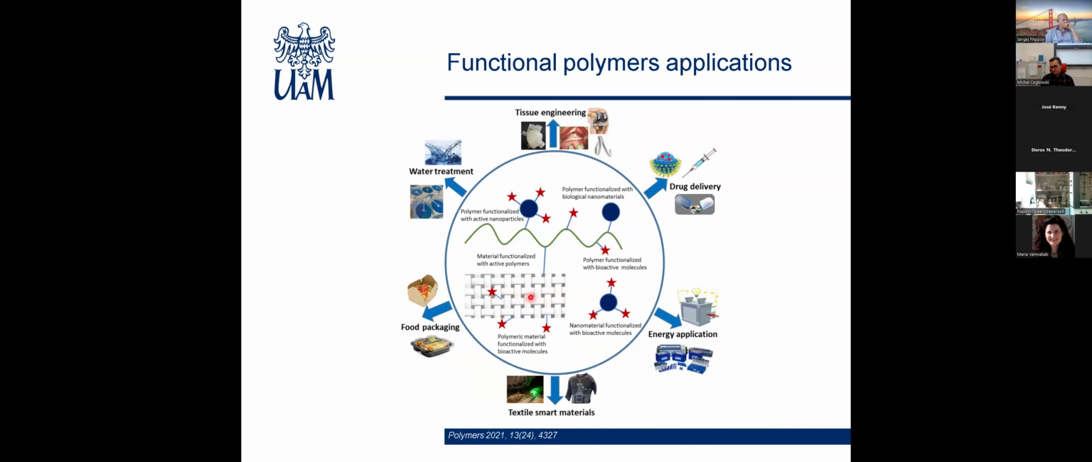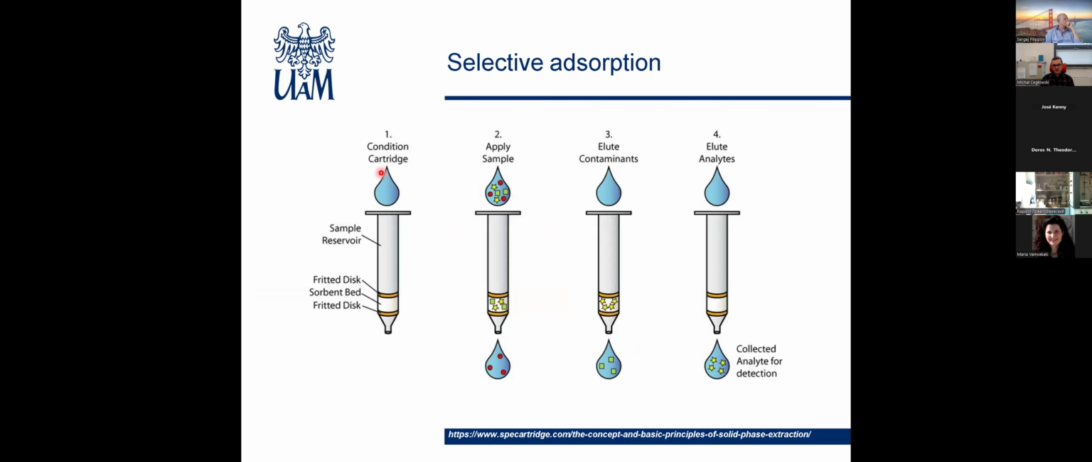And as you all know, functional polymers have various applications: tissue engineering, drug delivery, energy applications. But today, I'm going to be mostly talking about water treatment and how we can generate functional materials for targeted water treatment, water purification, and also combined with quantification. So when we talk about functional polymers for water purification or quantification, we usually want to use them for selective adsorption.